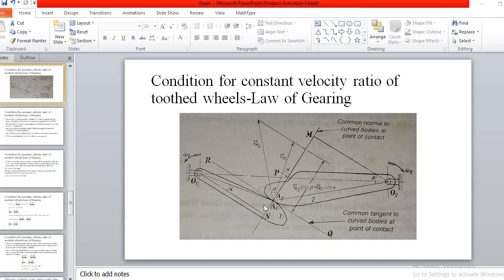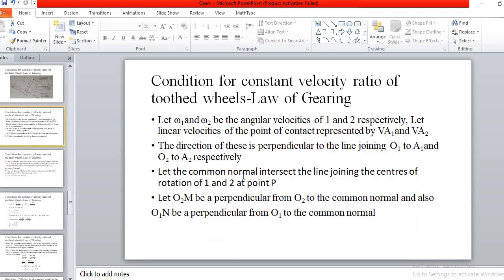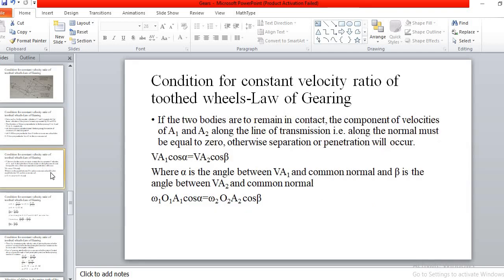This construction of the diagram we already discussed in the previous video. With this common normal, common tangent, and these perpendiculars to the common normal, VA1 and VA2 are the linear velocities of the first curved body and the second curved body. Whatever we discussed is now written here.